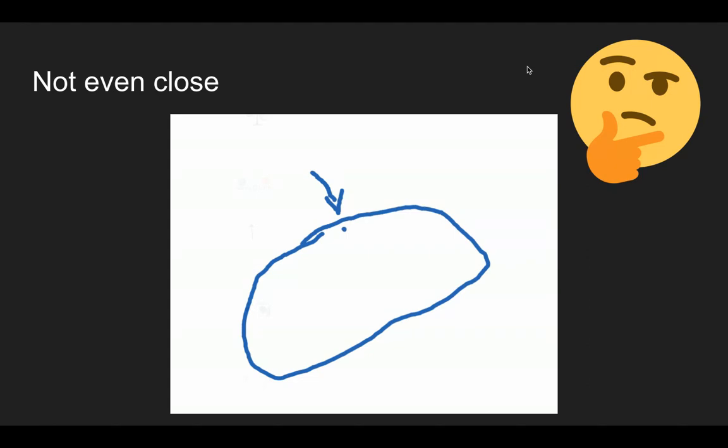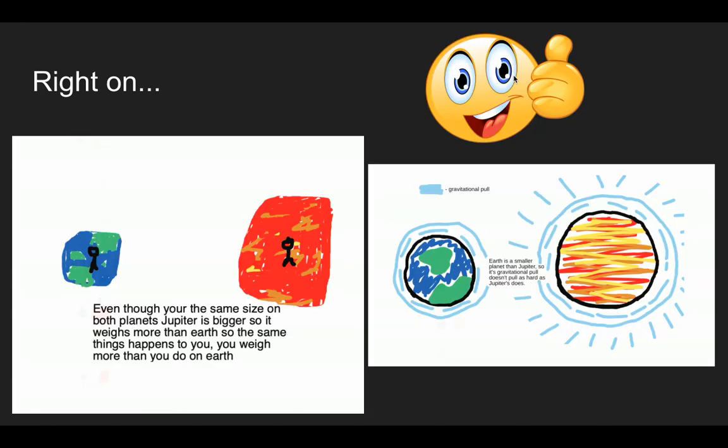I saw this picture and I'm not really sure what that means, but let's move on to the final ones. This is exactly right. As you can see on this one, the person's mass is the same. They're the same exact size. However, Jupiter is bigger and has more gravity, so therefore that person weighs more. Okay, and here's a nice summary. Earth is a smaller planet than Jupiter, so its gravitational pull doesn't pull as hard as Jupiter does.